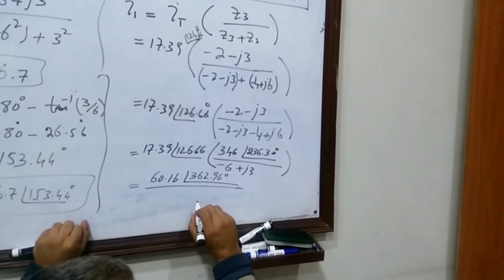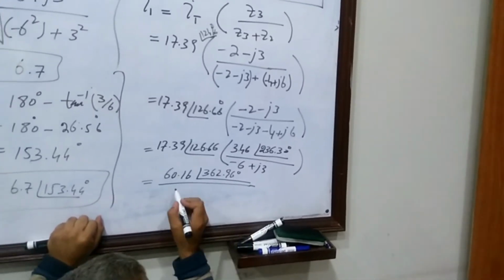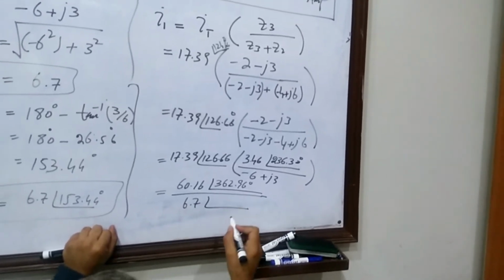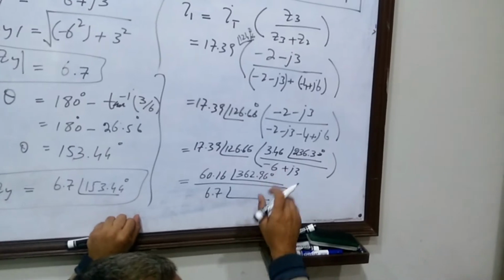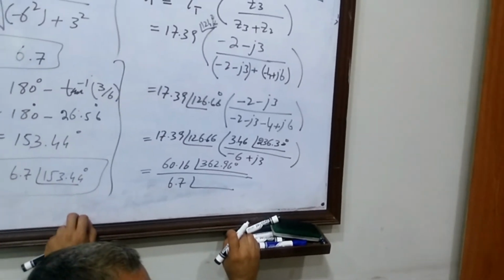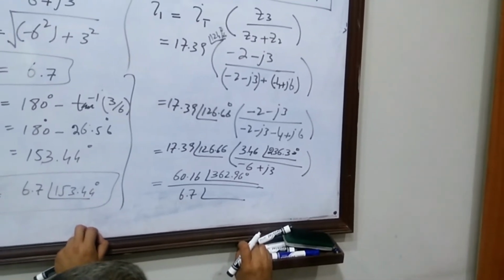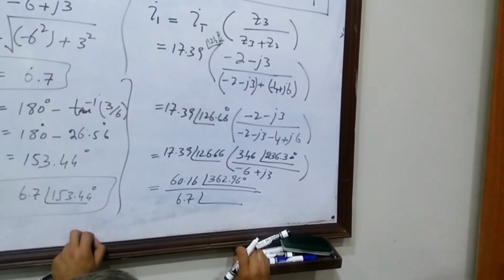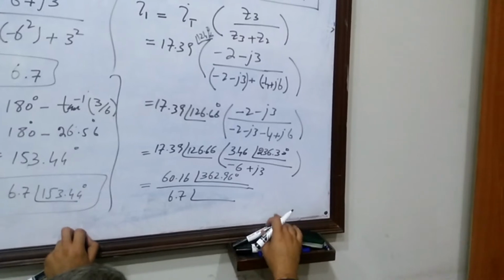It will be 6.7, angle 180 degrees minus the inverse of tangent 3/6, which is 153.43.